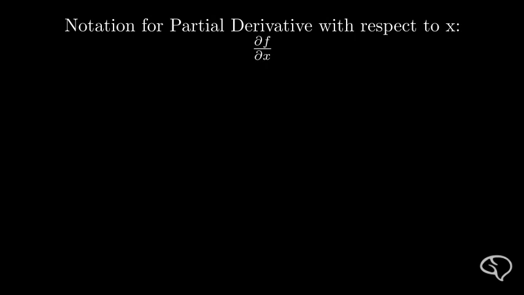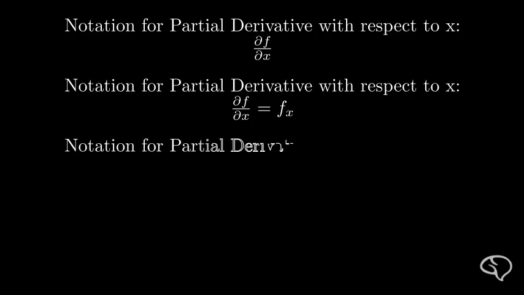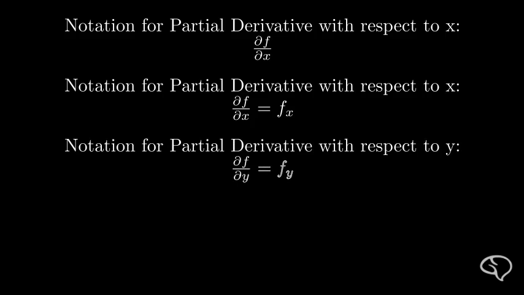You might also see it written as f with a subscript x, or f sub x. This is a more compact notation, especially when dealing with higher order derivatives. Similarly, for the partial derivative with respect to y, we have del f over del y, or f sub y. These notations all mean the same thing: find the derivative of the function f, treating y as a constant.